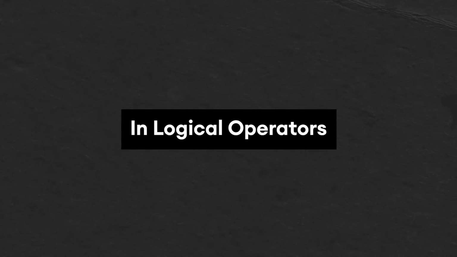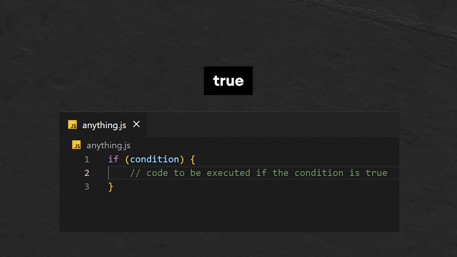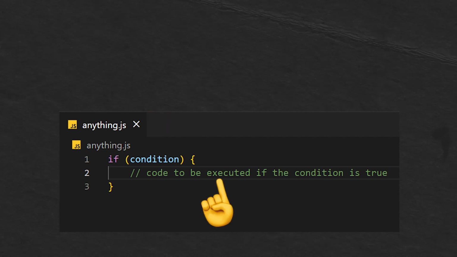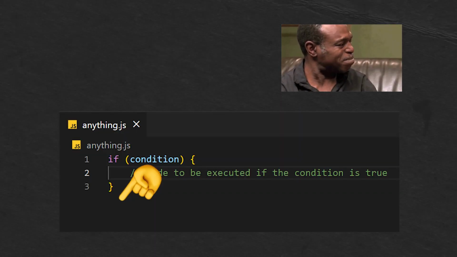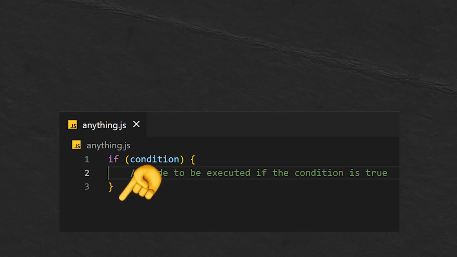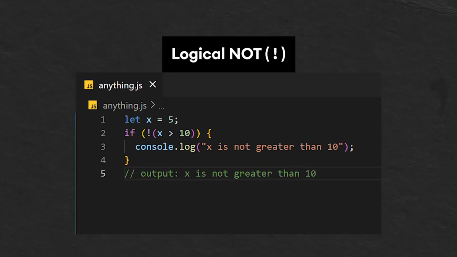In logical operators we have, but wait, first understand the syntax of the if statement because we are gonna need it. The condition is an expression that is evaluated to either true or false. If the condition is true, the code inside the curly braces will be executed. If the condition is false, the code block is skipped and the program moves on to the next statement after the if block. Now we have logical and, logical or, logical not.